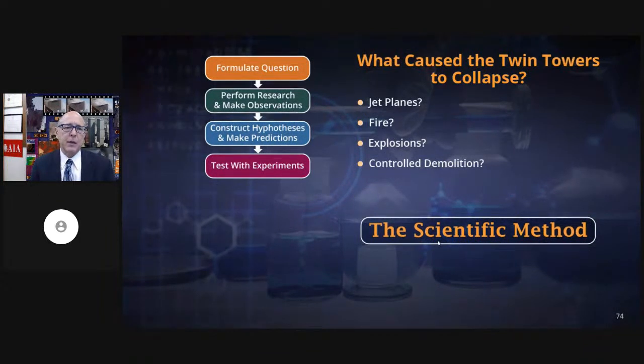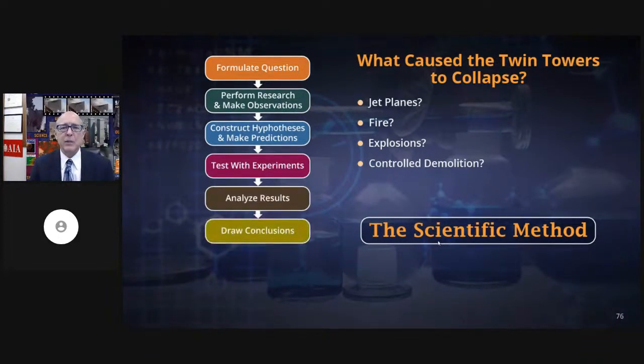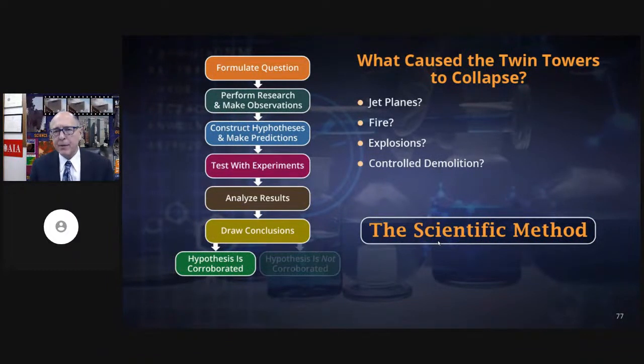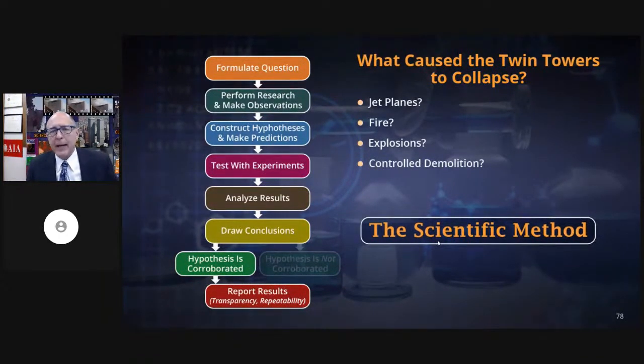We test those hypotheses with predictions, with experiments after making predictions. We analyze the results, draw conclusions. If the hypothesis is corroborated, we report the results in an open, transparent manner. We don't hide the results in a black box, keeping the architecture and engineering community in the dark about how we might have arrived at our conclusions, which is what was done, as we talked about last week in part 1 of this series on Building 7.